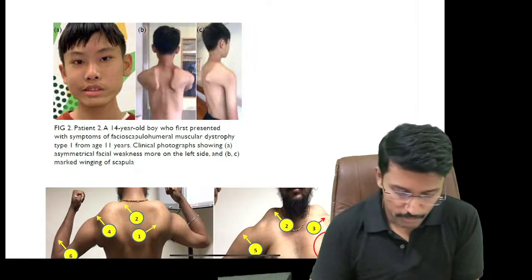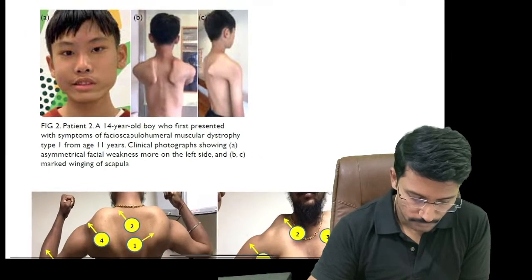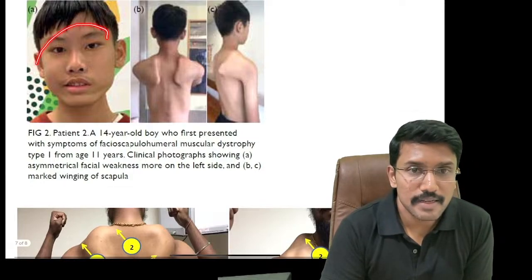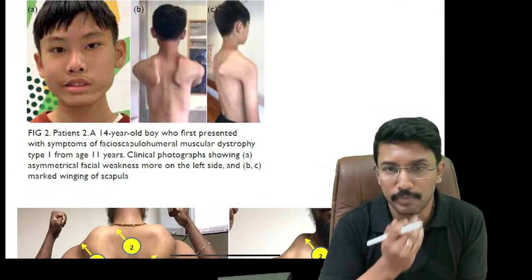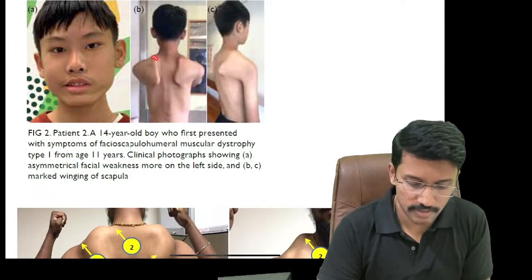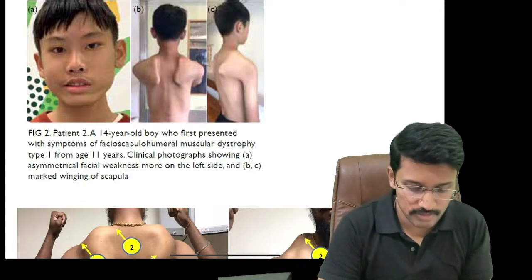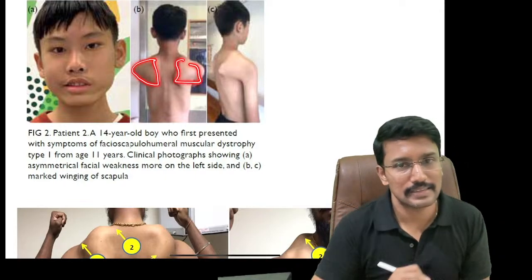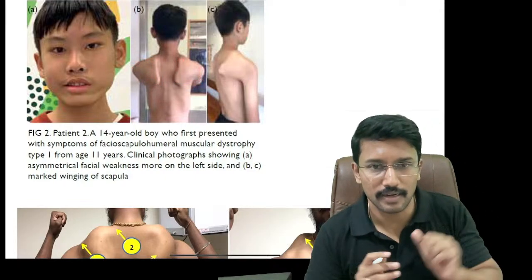Because of that, you can notice that there is some degree of facial weakness and some atrophic lesions. And you can clearly see when he was asked to protract, there is winging of scapula. That is usually the earliest manifestation.